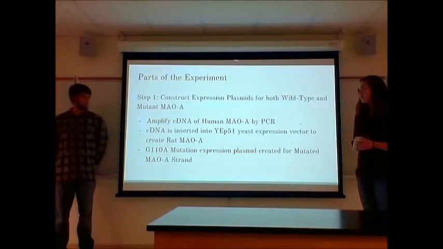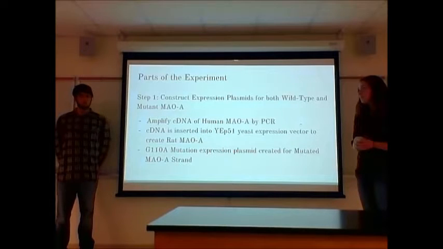And then finally, to create the mutated strand, they used a site-directed mutagenesis kit, which changed the 110th residue, which is normally glycine, into alanine. They did this to determine if there was any difference in function or structure, such as folding.